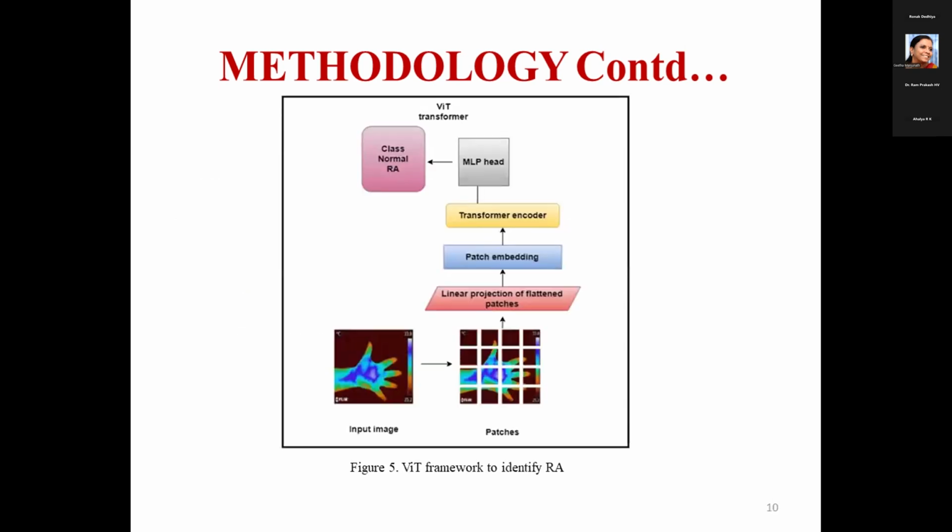Here, this figure represents the architecture of the ViT. As the input image, we have given the thermal image. From the thermal images, patches were extracted and the patches were flattened. Patch embedding is performed and it is passed through the transformer encoder. Then it is passed through the MLP head, and finally the classification is performed.